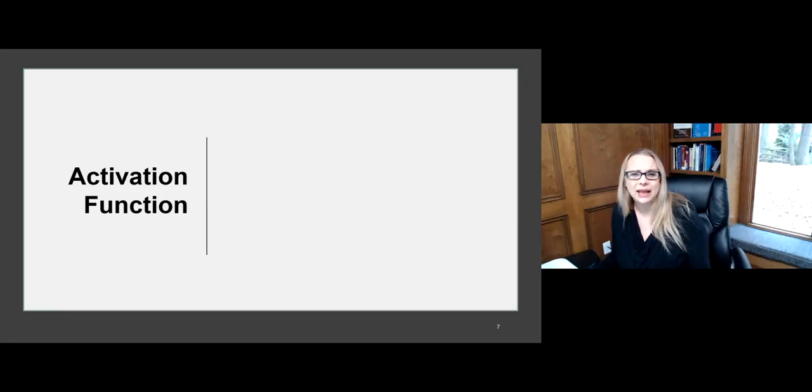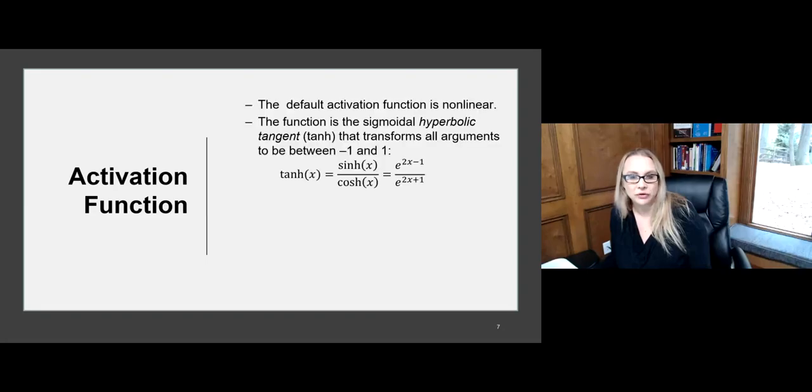Now let's talk about the activation function a little bit. It's also called a transfer function or function G. The activation function provides the output for each node. The default activation function is going to be a nonlinear function. The function that's going to be the default here will be the sigmoidal hyperbolic tangent, or tanh, that maps all arguments to between -1 and +1. So this is the tanh function that you see here.